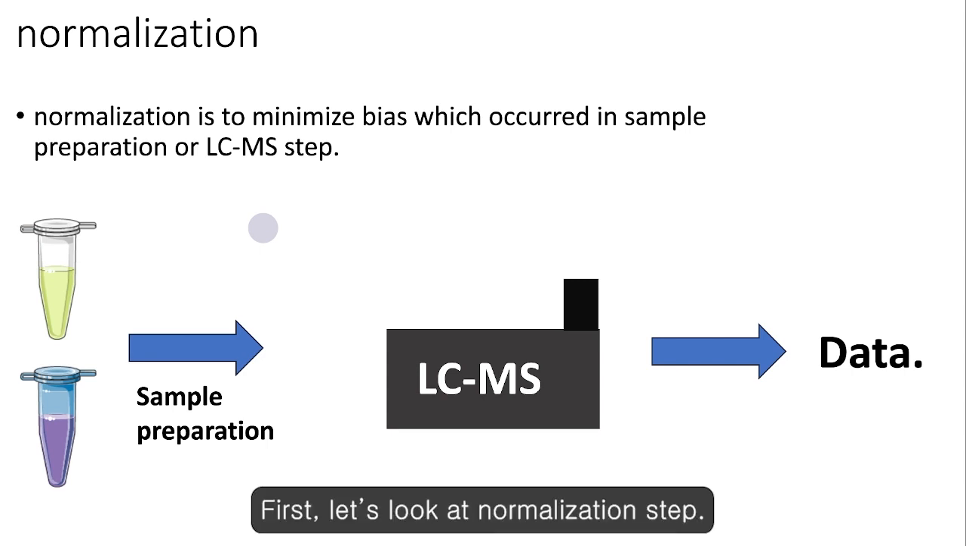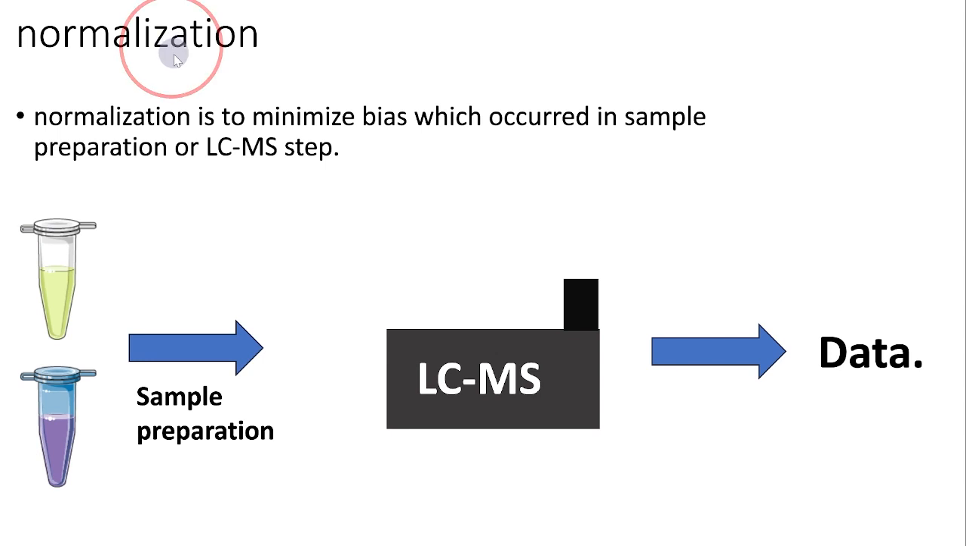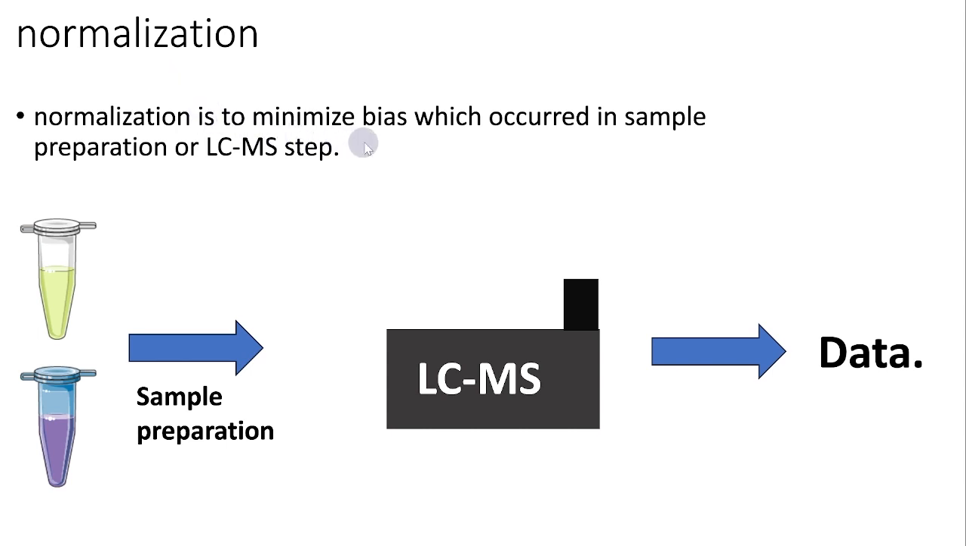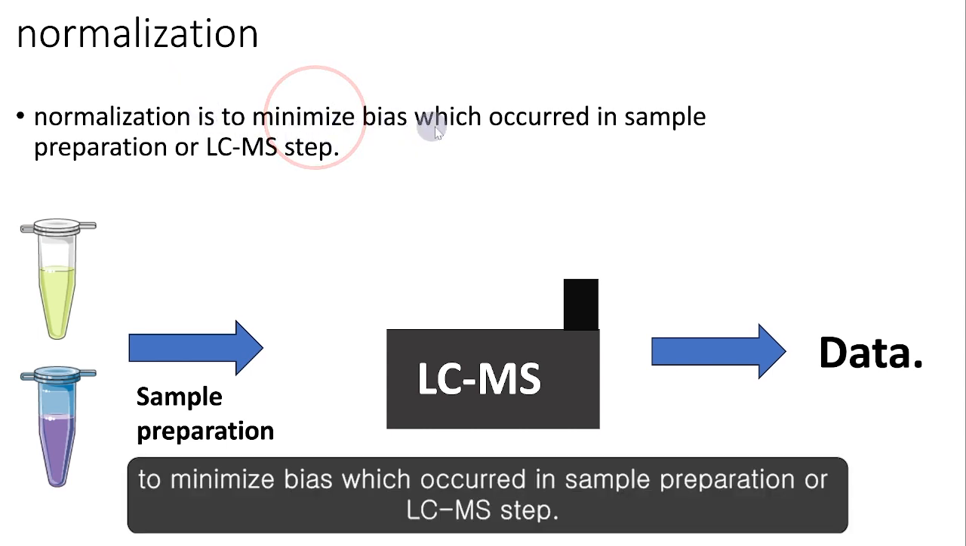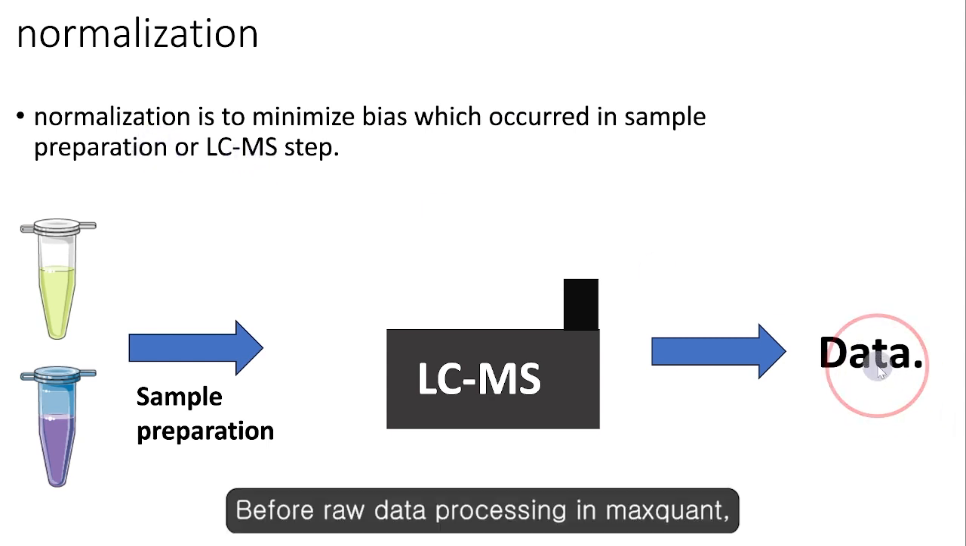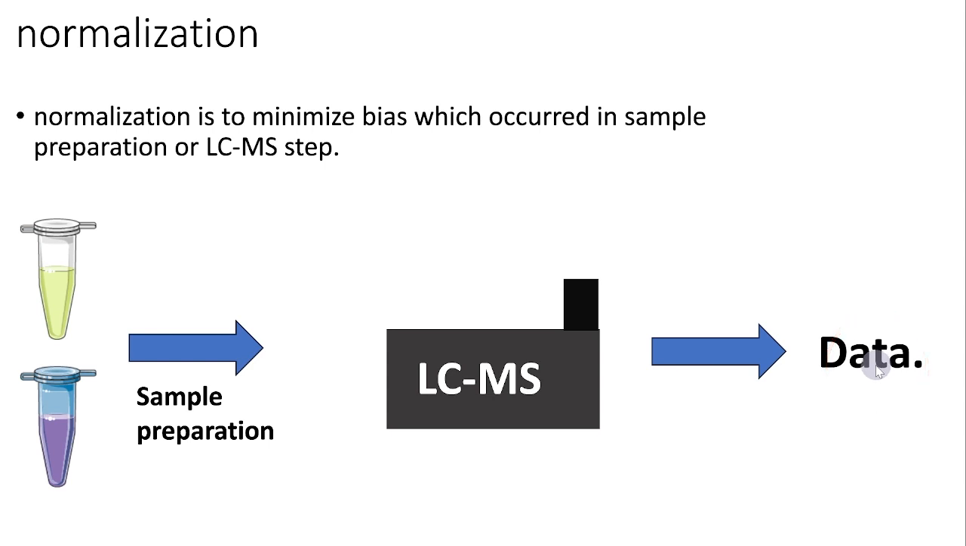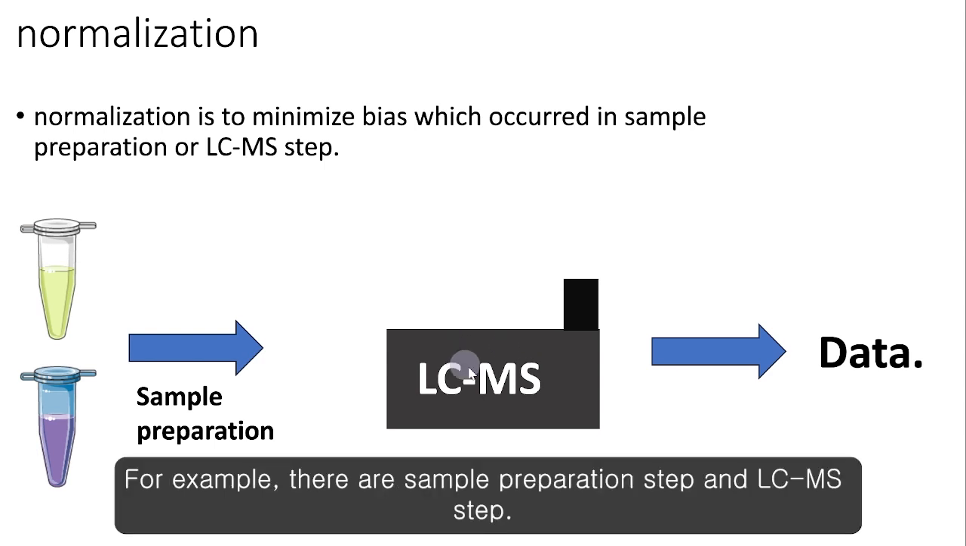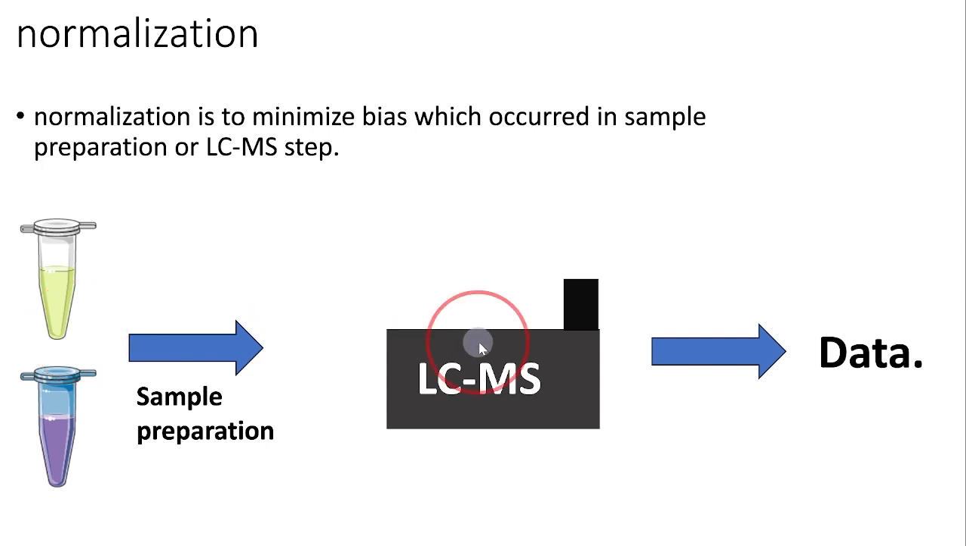First, let's look at the normalization step. In MaxQuant LFQ, the reason for doing normalization is to minimize bias which occurred in the sample preparation or LCMS step. Before raw data processing in MaxQuant, there are many steps that affect the accuracy of the sample abundance result. For example, there are the sample preparation step and the LCMS step.